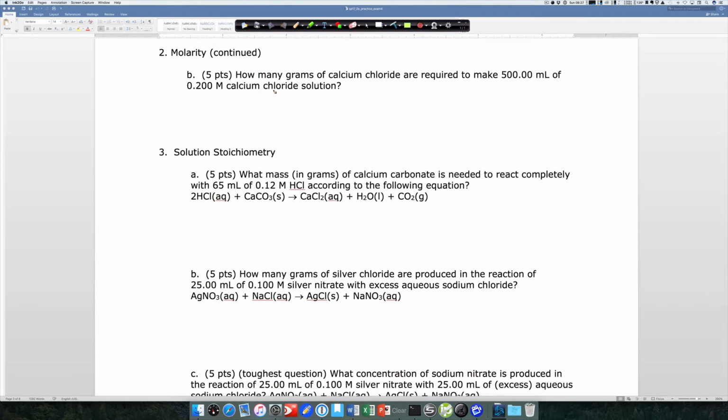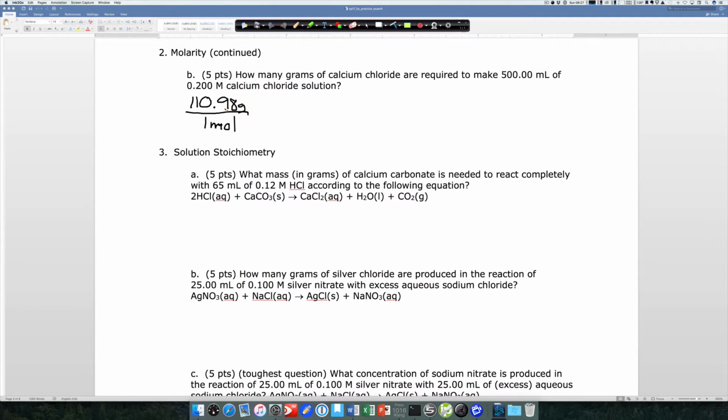solution? And the way we're going to start this off is with the formula mass for calcium chloride, which I previously calculated to be, I need to look this up, I think it was 110.98. So I've already done this in a previous calculation. The reason why I'm starting with that is because the question is asking about how many, whoa, that's an M. How many grams of calcium chloride.